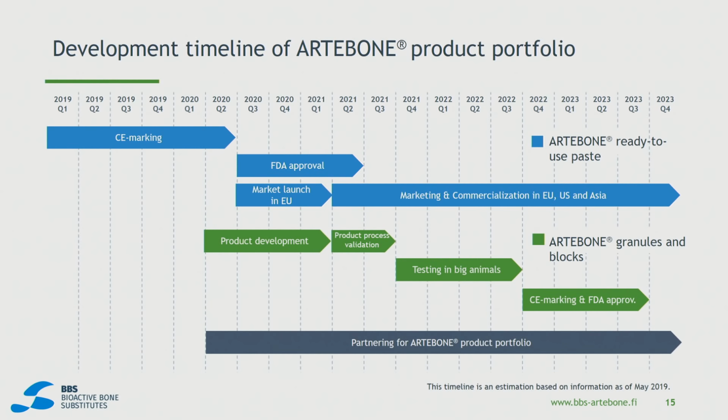So our development timeline for Heartbone is shown here. We're looking at a CE marking to be achieved by the middle of next year. We have a pre-submission process in place with the US FDA. Once the CE marking is obtained, we'll be able to begin product launch in Europe, and then with our ArtBone product extension in green, we expect product development to follow pretty much the same pathway.